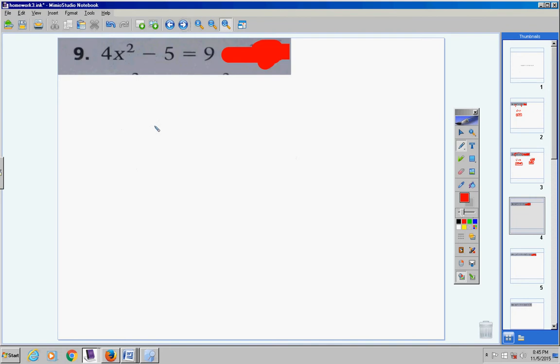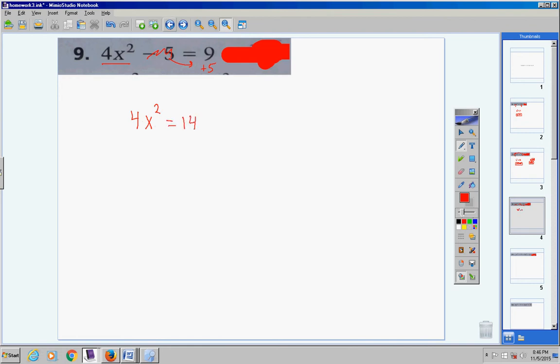All right, number 9. Step 1, we are going to simplify both sides. These two terms are unlike terms, so we cannot combine them. There's no simplifying here. There's nothing I can do. Step 2, eliminate fractions. There's no fractions. Step 3, move all of your x squared terms to one side and all other terms to the other side. Well, here's my x squared term. It's the only one I've got, so it's already on the left side. I'm going to take this negative 5 and bring it over, and it becomes a positive 5. So now I'm left with 4x squared equals 14.